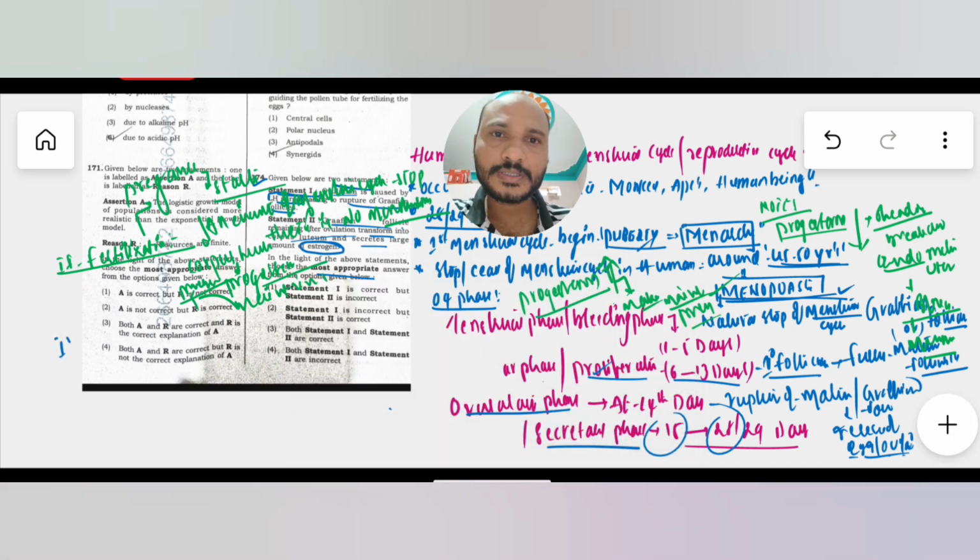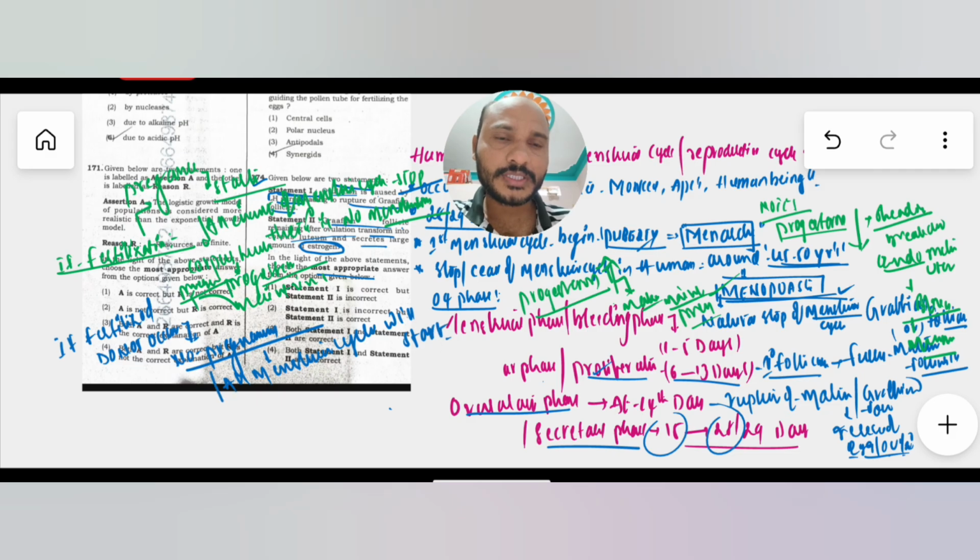If fertilization does not occur, what happens? If fertilization does not occur, then no pregnancy. So if there is no pregnancy, all events of the menstrual cycle will regain. All events of the menstrual cycle will start. There stop. Here stop. Here start.